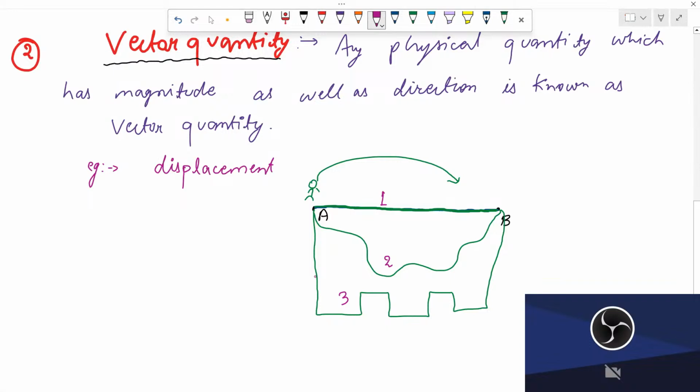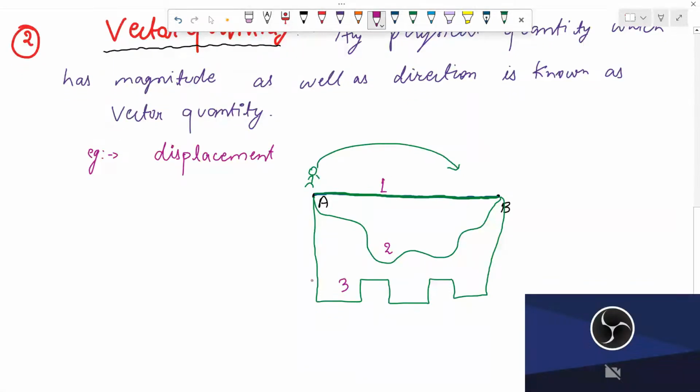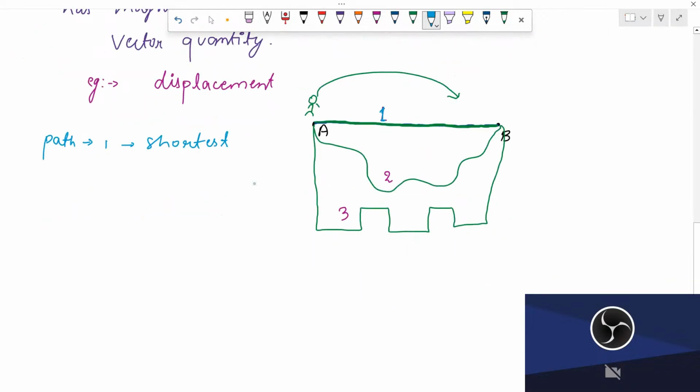Okay. So which is the shortest length path? Can you tell me which path is very short? Path 1, isn't it? Is it clear? Path 1 is the shortest actually. So the shortest path between 2 points is known as displacement. This is nothing but displacement.